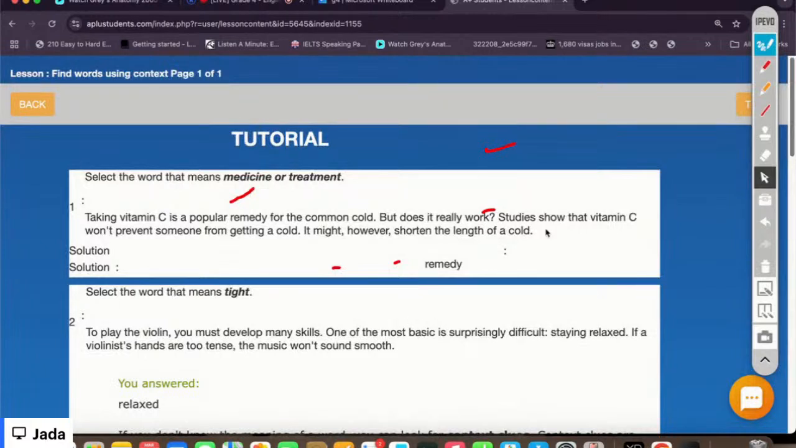All right, so we have some examples here. So select the word that means medicine or treatment, okay? So taking vitamin C is a popular remedy for the common cold, but does it really work? Studies show that vitamin C won't prevent someone from getting a cold. It might, however, shorten the length of a cold. So which of the words in this whole sentence means medicine or treatment? So obviously it is remedy, okay? Because remedy is also saying medicine or treatment.